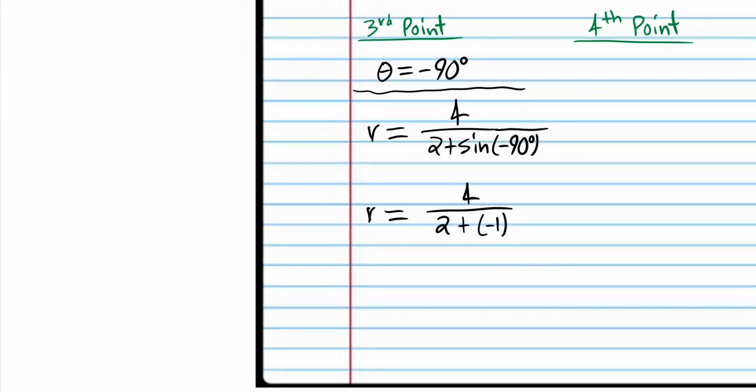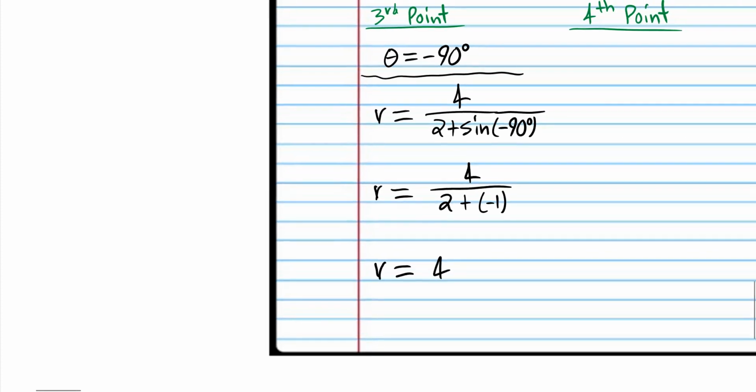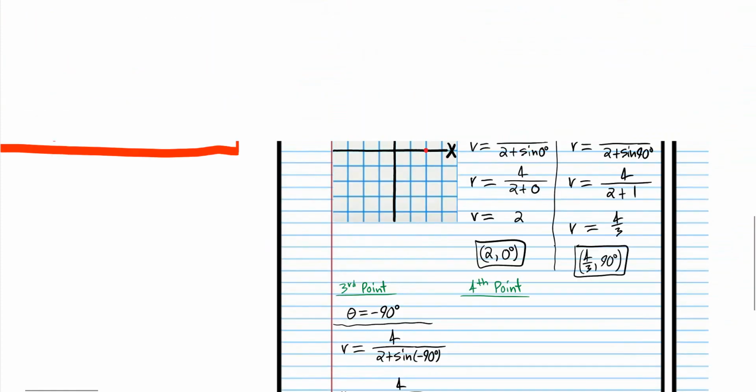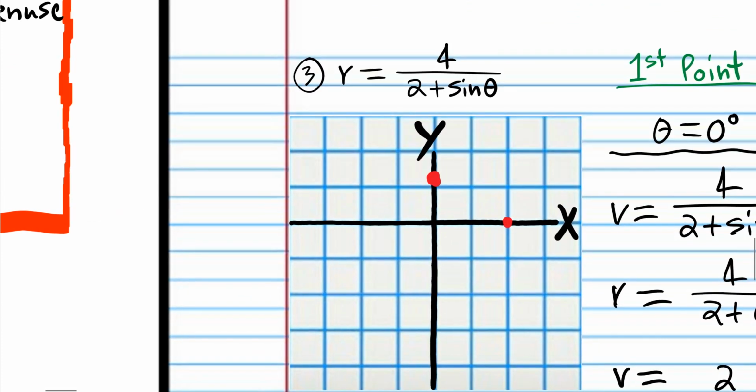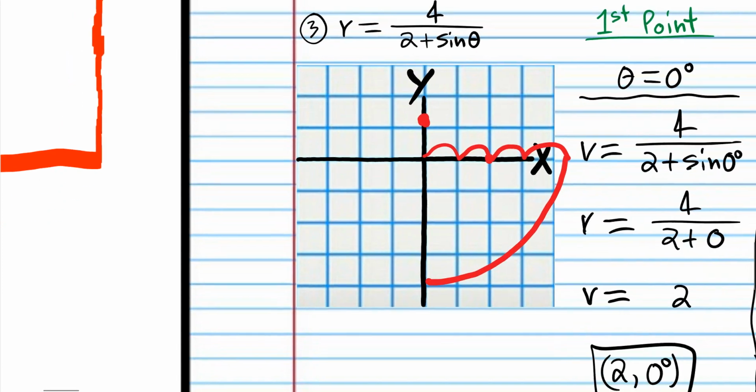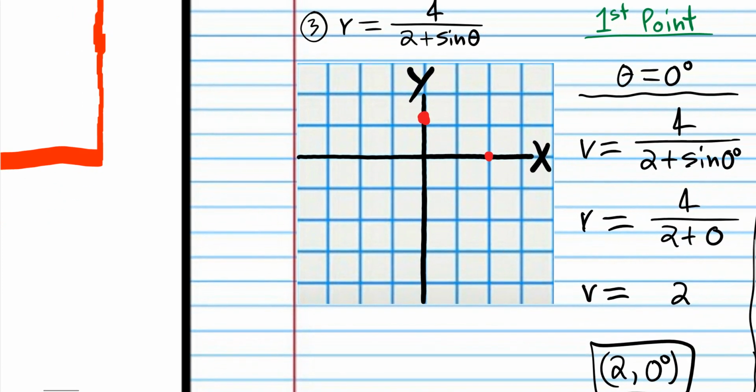So then we're left with 4. R is equal to 4. So the point that we're looking for is 4 comma -90 degrees. So we're going to count out 1, 2, 3, 4, which is actually off the scale, but that's okay because when we rotate down, we're still on the scale, so that's going to be that point there.